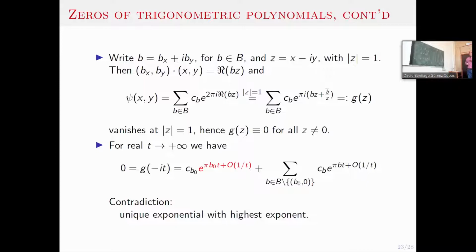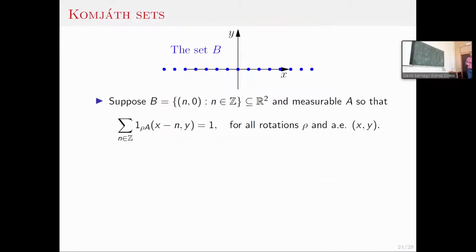So we dealt with the finite case. The other case is actually more interesting. Komiath proved that there are sets which tile with this set of translations, and I will prove to you that no such set can be measurable. So what does it mean to tile with this set of translates?